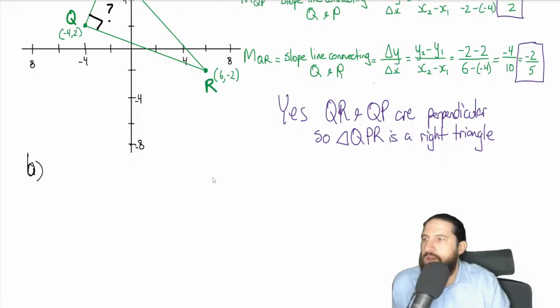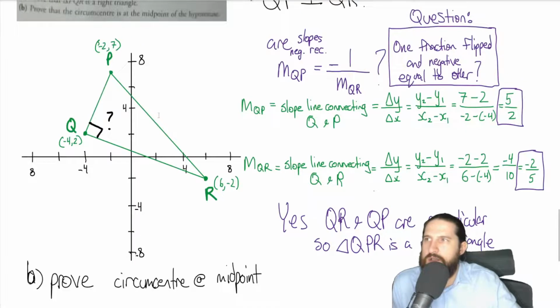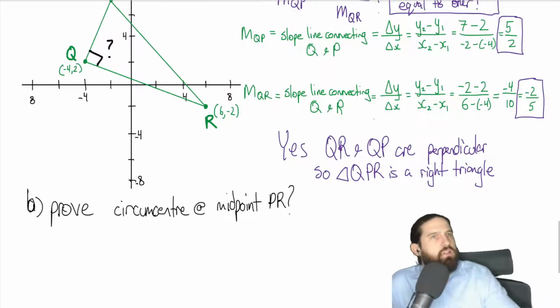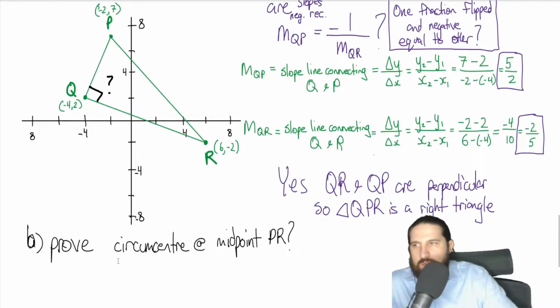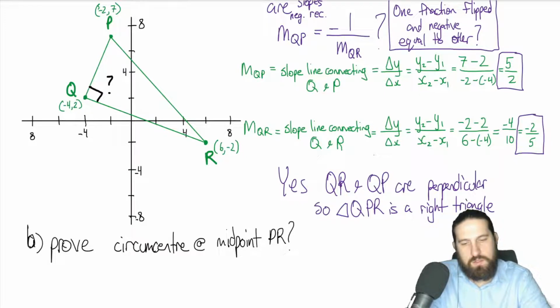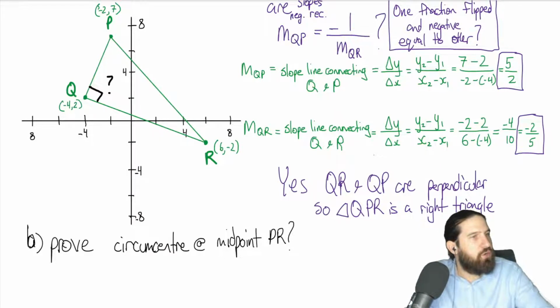Oh, sorry, this is B. Prove the circumcenter is at the midpoint of, who's the hypotenuse now? It's PR, right? So let's maybe figure out who our midpoint of PR is. And we can talk about this. These two questions are, what's the midpoint and what does it mean to be the circumcenter, right? So here, let's pull up our definition of circumcenter, orthocenter, incenter, centroid, all those things, right?